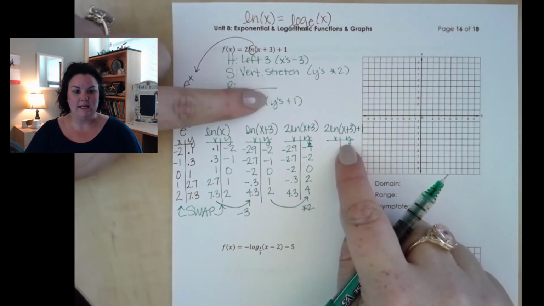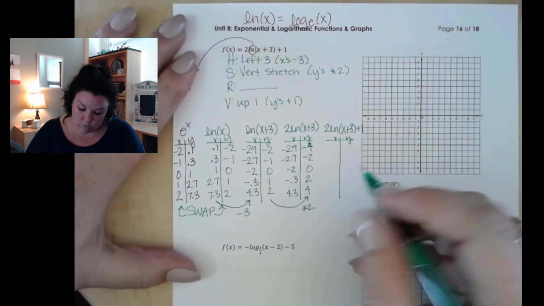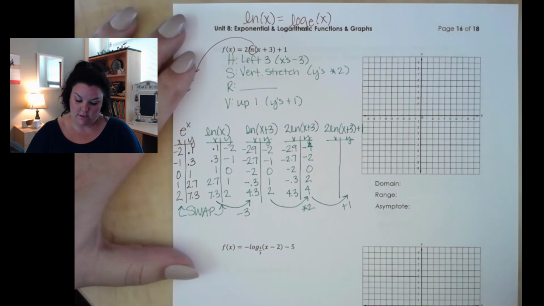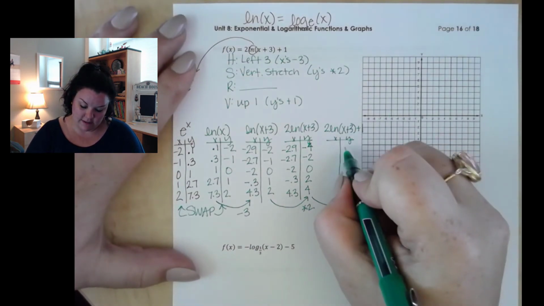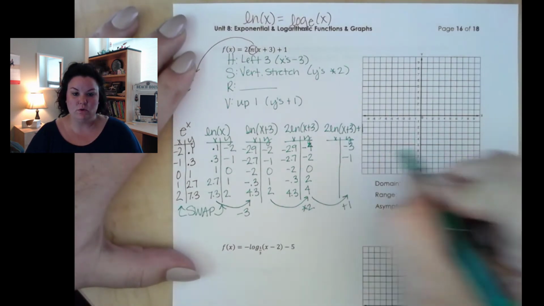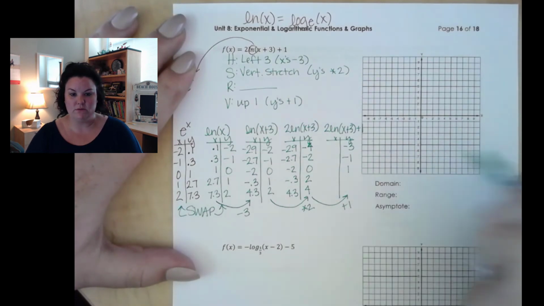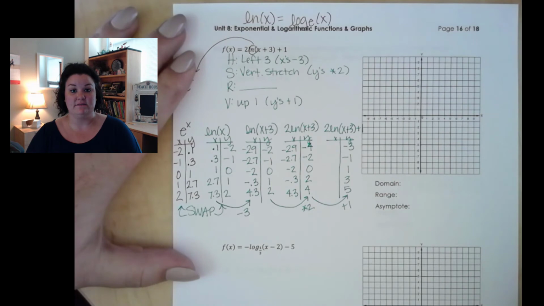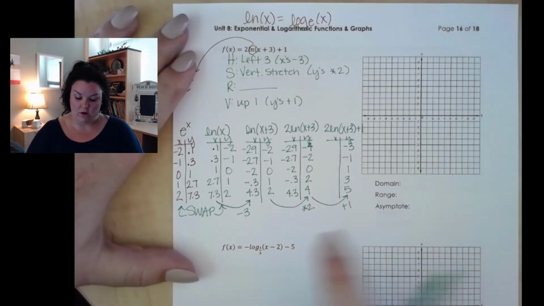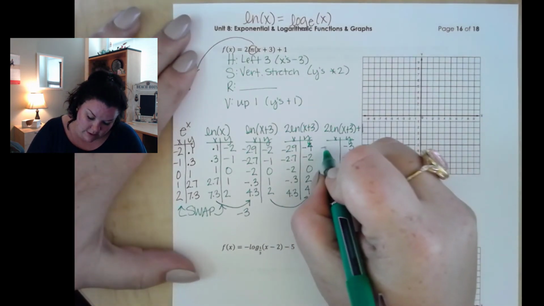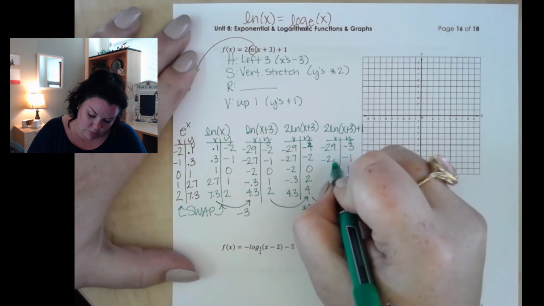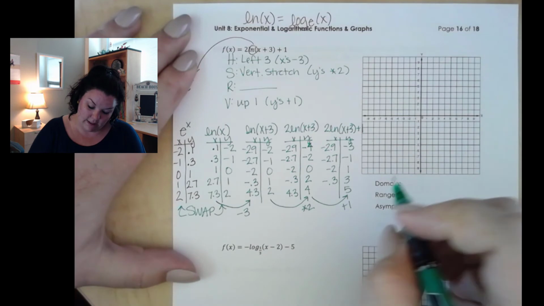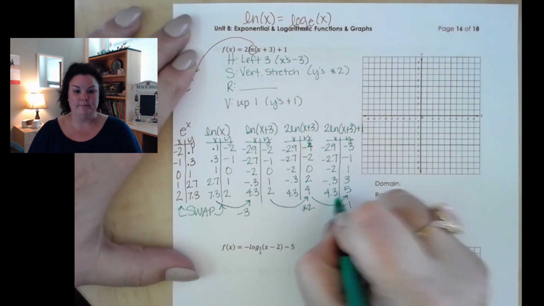So I'm going to take my y's and add 1 to them. So y's from the previous table plus 1. So negative 4 plus 1 is negative 3. Negative 2 plus 1 is negative 1. 0 plus 1 is 1. 2 plus 1 is 3. And 4 plus 1 is 5. Okay, and then all my x's stay the same: negative 2.9, negative 2.7, negative 2, negative 0.3, and 4.3.